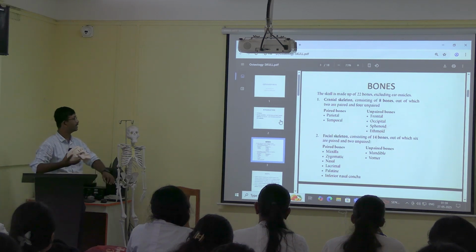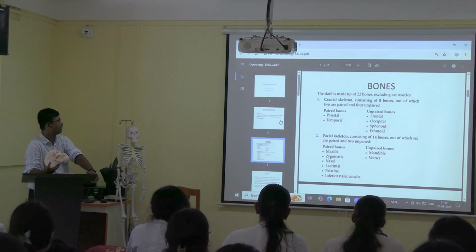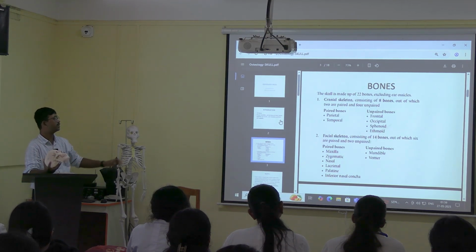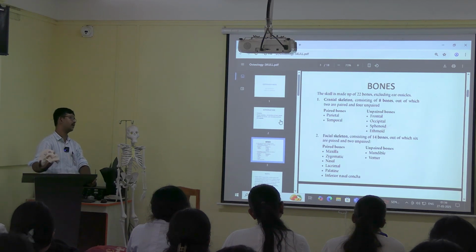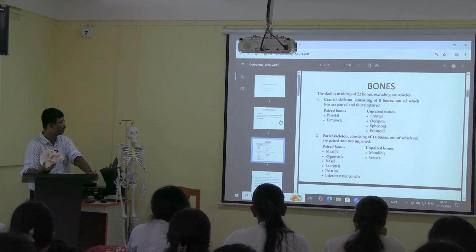Now in the facial skeleton, there are 14 bones, out of which 12 are paired and 2 unpaired. The paired bones are your maxilla, zygomatic, nasal, lacrimal, palatine, inferior nasal concha, and the unpaired bones are your mandible and vomer. Usually we used to study all the bones during our times, but right now these bones are not that important from your perspective. So only the mandible will be covered in your schedule.